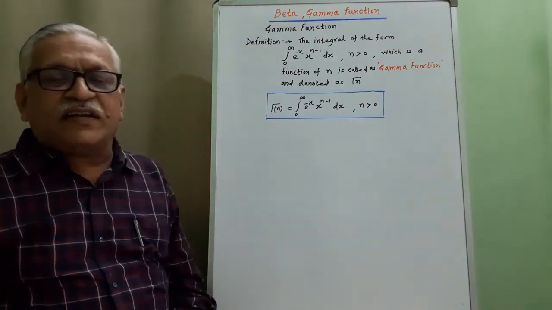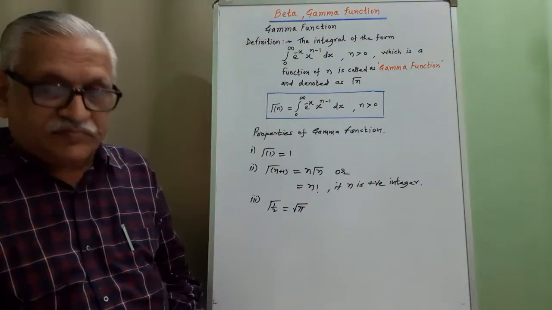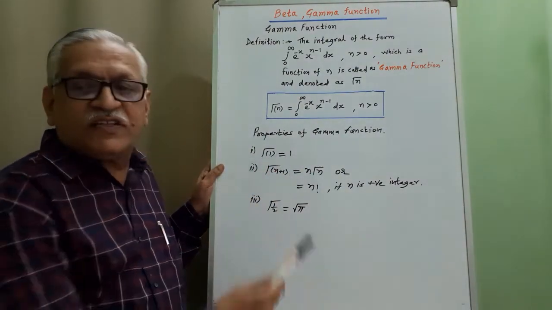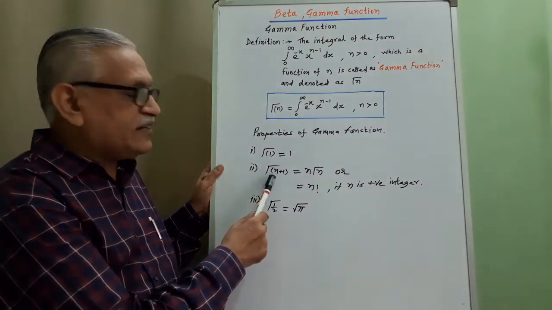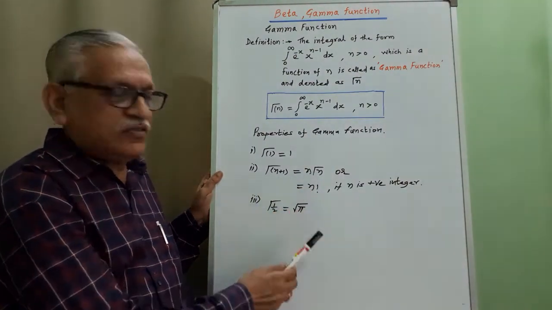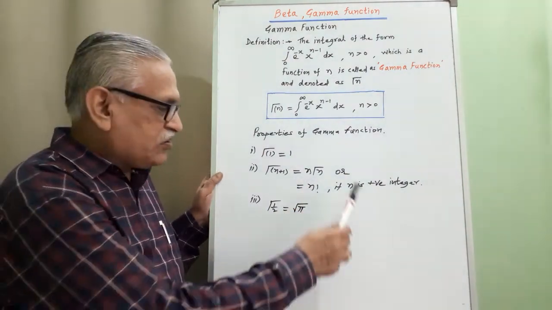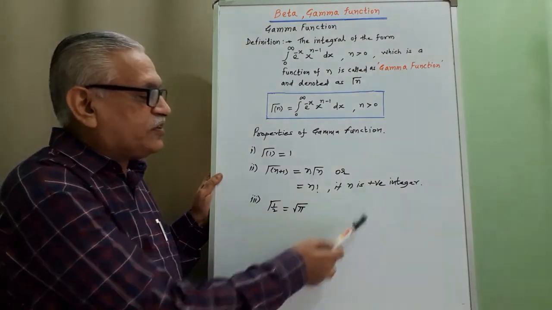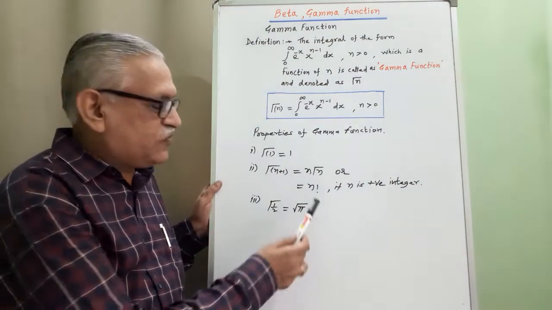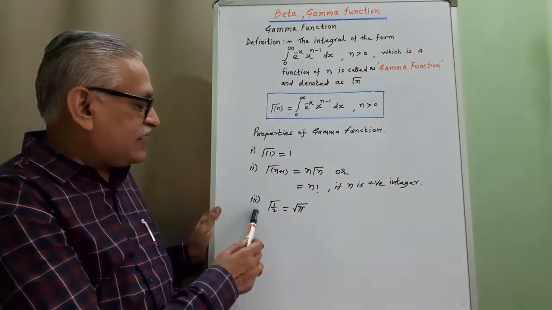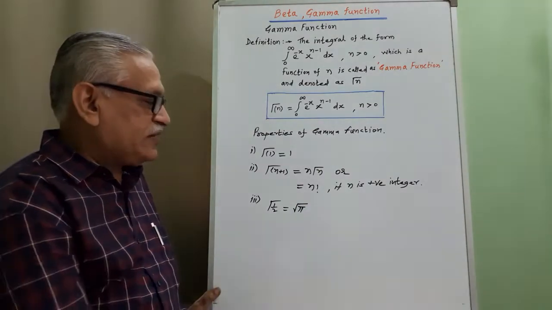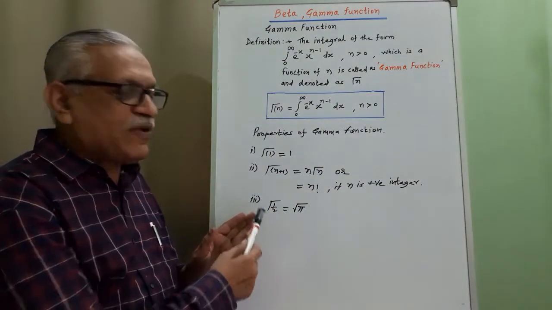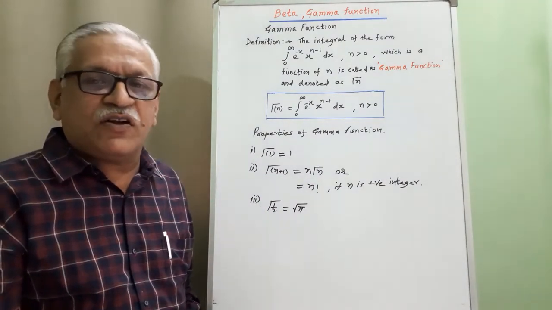After defining the gamma function, we try to see the properties of the gamma function. The first property: the value of gamma 1 is 1. Second, gamma of n plus 1 has two values. The first one is n gamma n, or the other value is n factorial if n is a positive integer. Whenever n is a positive integer, we consider the value of gamma n plus 1 as n factorial. And the last one, gamma 1 by 2, is root pi. Therefore, these are the three important properties of the gamma function. We are using these in the chapter of Laplace transform.